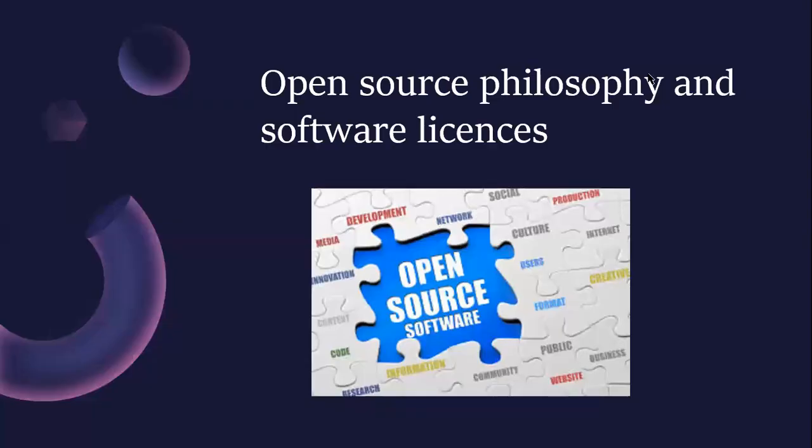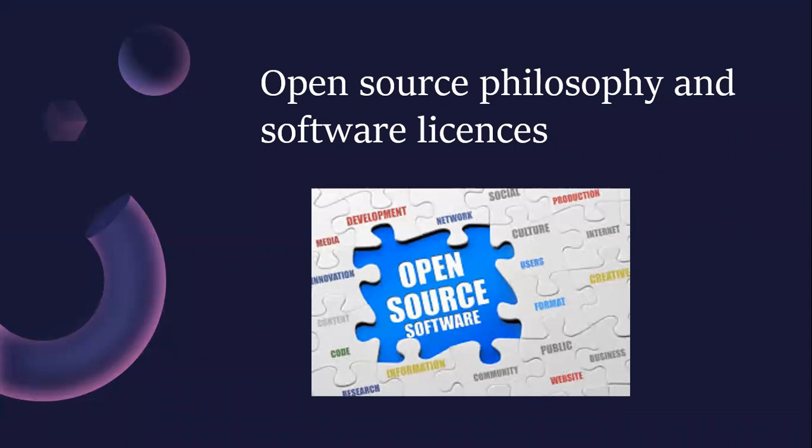Today we are going to talk about the open source philosophy and software licenses. Open source software is used to refer to those softwares whose licenses do not impose a lot of conditions. These softwares give users the freedom to run the software for any purpose they want, to study, to modify it, to redistribute it, etc., without any payment at all. But there are many categories of software that can be referred to as open source software.